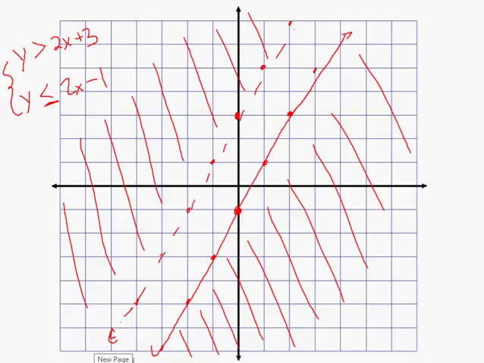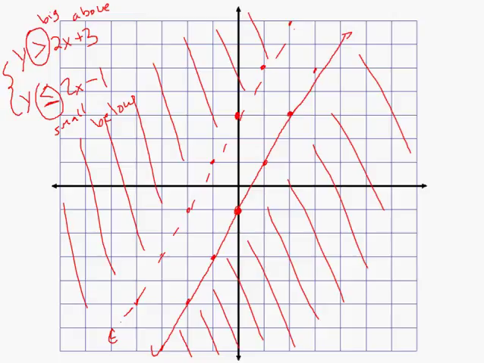How do you know if you shade above or below? Okay, so this symbol is greater, which means bigger, which means above. And this symbol is less, so smaller, so that means below.